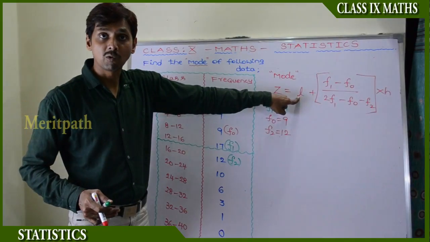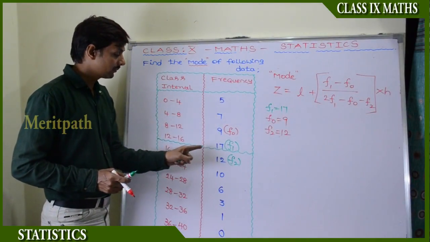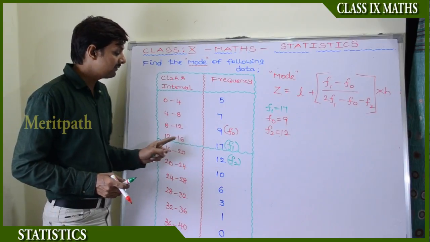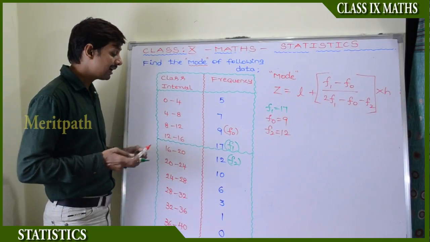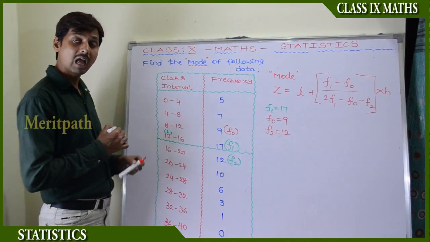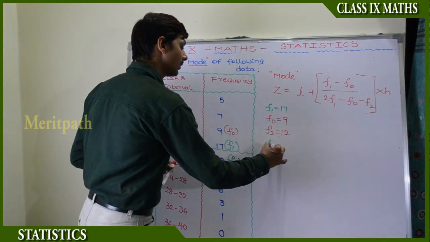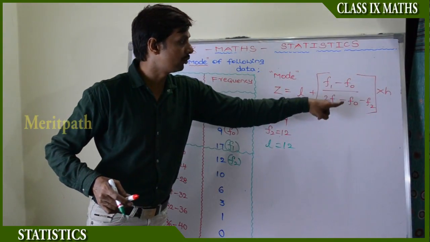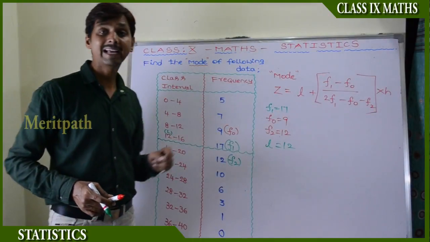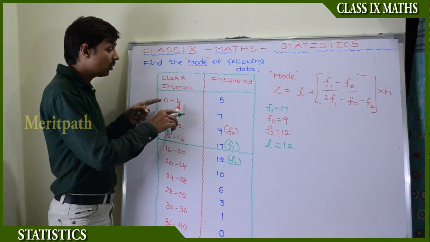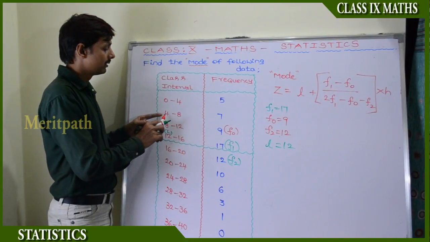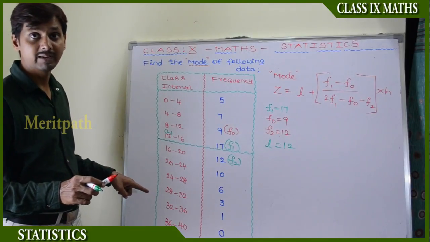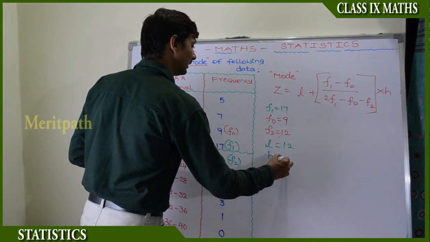Now we need to find the lower boundary. Here we have underlined the highest frequency, 17, and in front of it the class interval. In that class interval, we take the lower boundary, which is called small l. Here small l is 12. So we got l, f1, f0 and f2, and let's find h. h is the length of the class interval between the lower boundary and upper boundary. The distance between 4 to 8 is 4, and 8 to 12 is also 4. All the class intervals are the same here, so h is equal to 4.